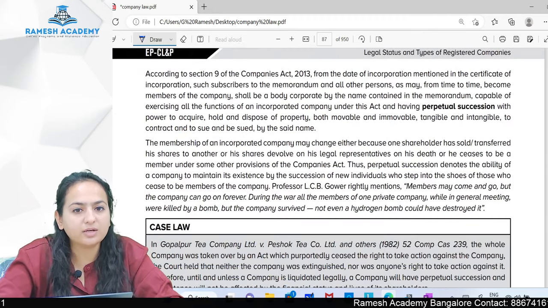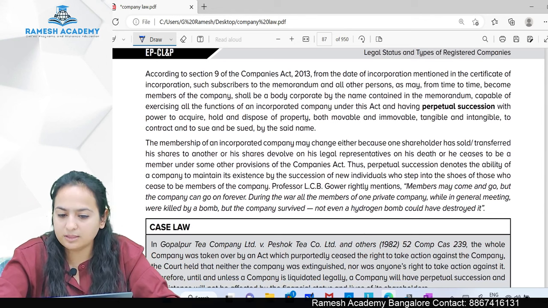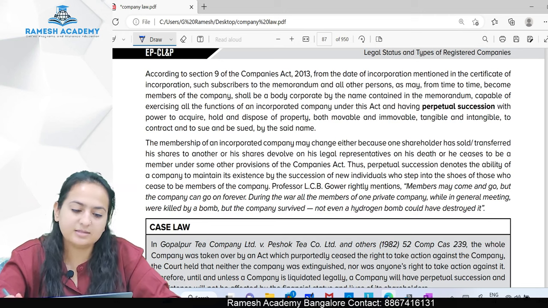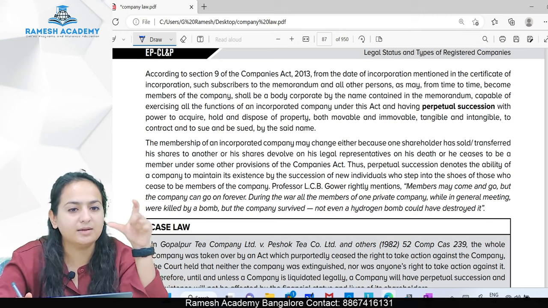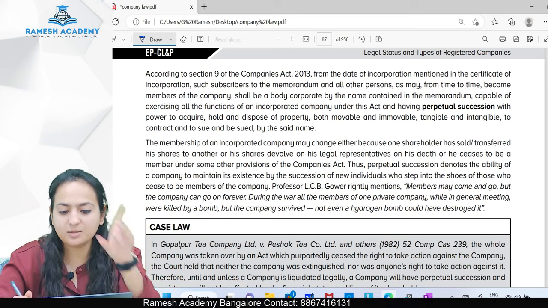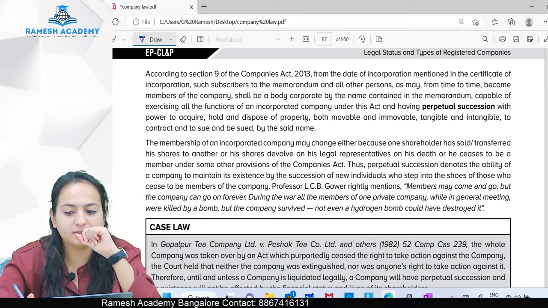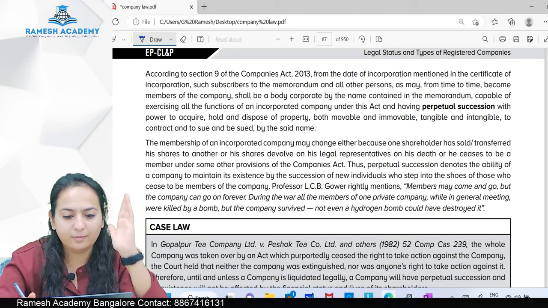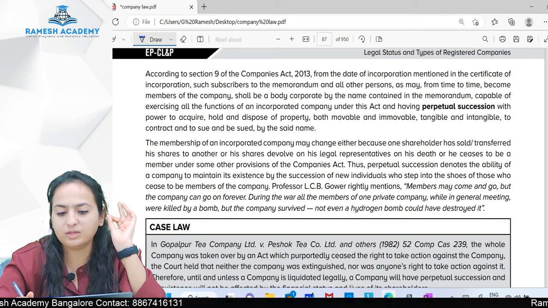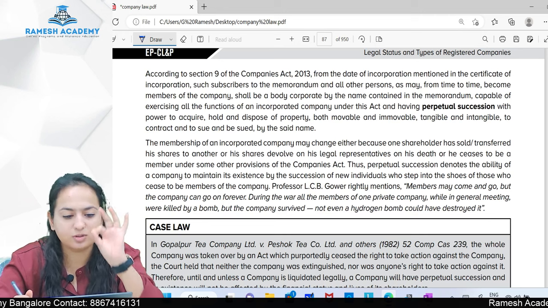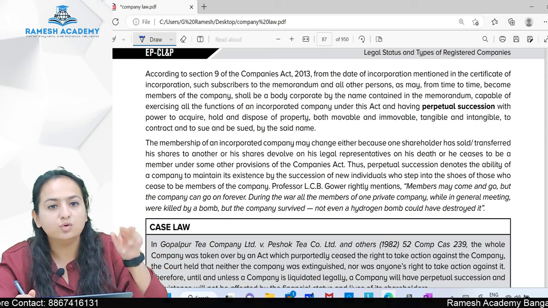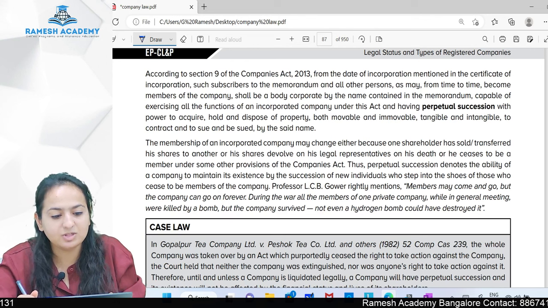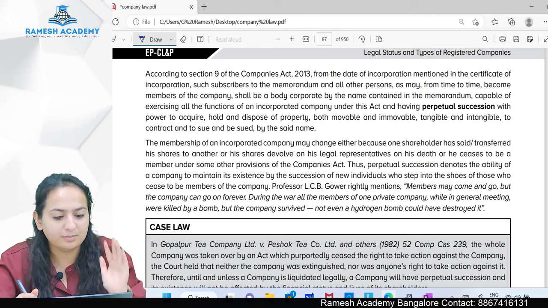According to Section 9 of the Companies Act 2013, from the date of incorporation mentioned in the certificate of incorporation, which is given at the time when the company is incorporated, such subscribers to the MOA and all such persons who become members of the company shall be a body corporate by the name contained in the MOA, capable of exercising all the functions of an incorporated company under the Act and having perpetual succession, to acquire, hold and dispose of property, both movable and immovable, tangible and intangible, to contract, and to sue and be sued by its name.